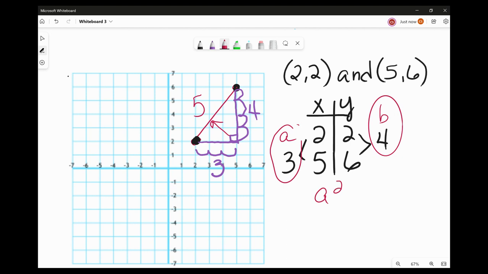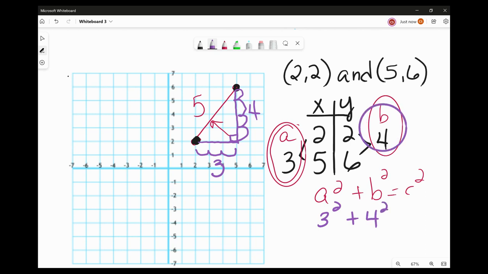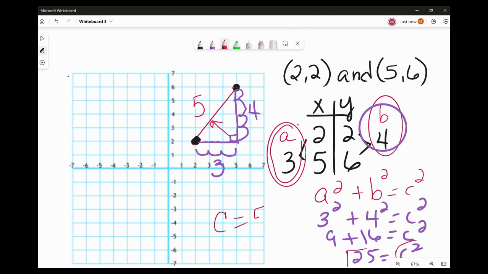Then again, we're going to do A squared plus B squared equals C squared. A is 3, so I'm going to do 3 squared plus B, which is 4 squared. Again, we follow the process. 3 squared is 9, 4 squared is 16. Remember, square means the number times itself. So 4 times 4 is 16, 3 times 3 is 9. Then we get 25 equals c squared. I would take the square root of both sides, and c would equal 5. So that is 2 different ways to do it.